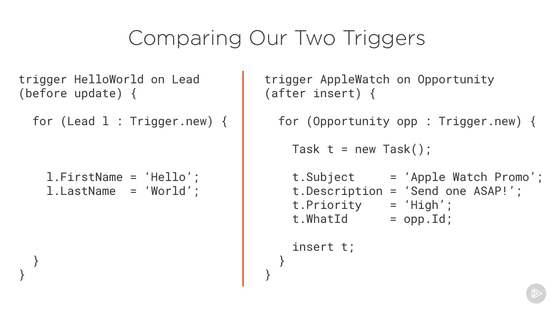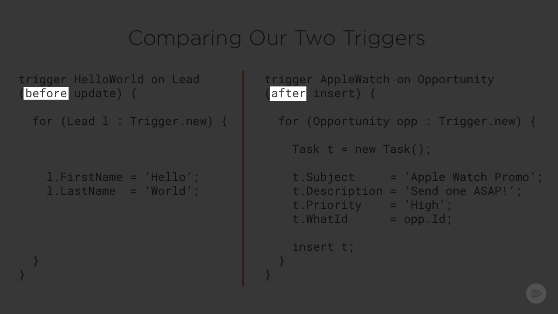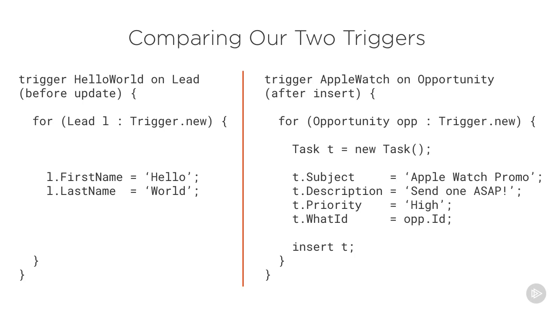At this point, a few question marks should be blinking in your head. Why did we not need to save our work in the Hello World trigger? Could this be related to the fact that it's a before trigger, not an after trigger? Time to put on your detective hats. Let's get to the bottom of this mystery.